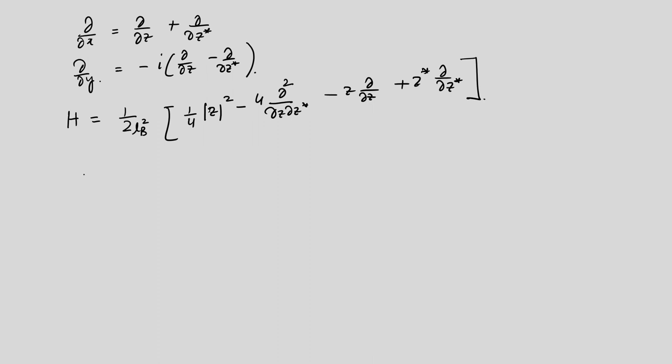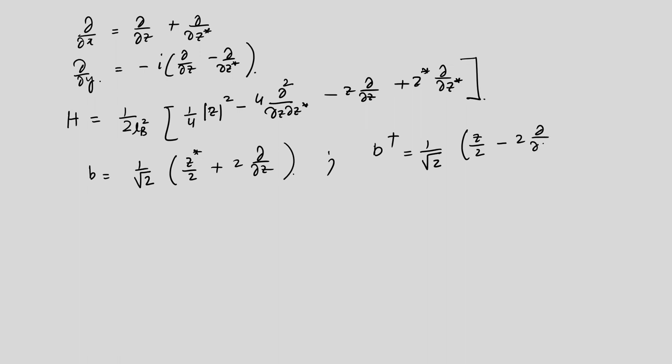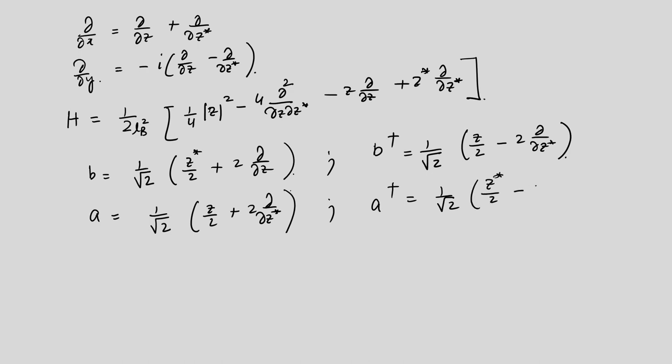Now we can use the same set of ladder operators that we had earlier, which are b and b dagger. So b is equal to 1 by root 2 times (z star by 2 plus 2 del z), and b dagger is equal to 1 by root 2 times (z over 2 minus 2 del z star). You can change all your z tilde to z star if you want. And a is equal to 1 by root 2 times (z by 2 plus 2 del z star). Now I'm writing both the a and b operators together, and a dagger is equal to 1 by root 2 times (z star by 2 minus 2 del z).